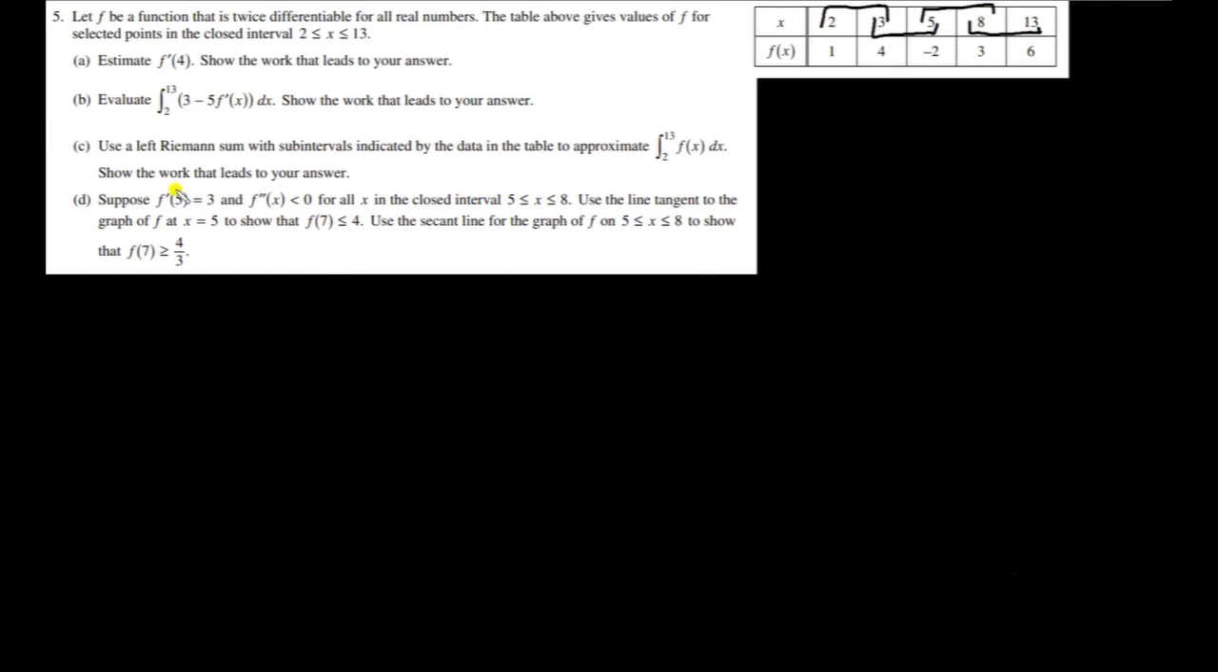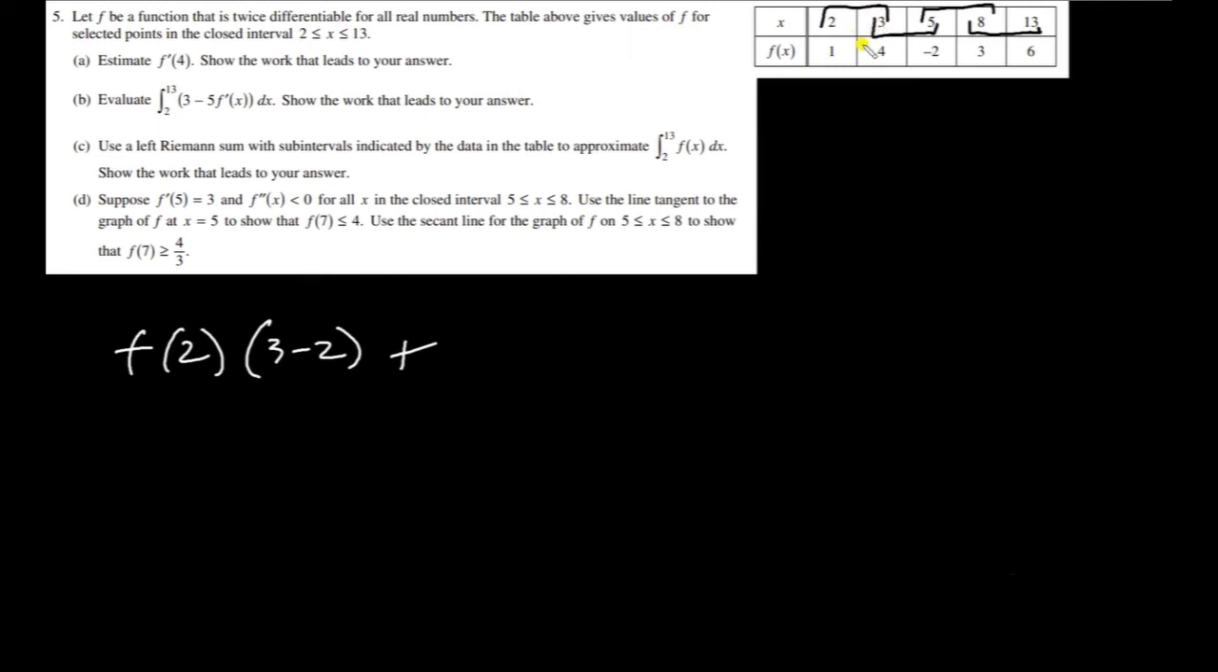And now, since they want a left Riemann sum, if we look at the first subinterval, that's between 2 and 3, right? Since it's the left Riemann sum, we're going to look at the left point, that's 2. We'll take f of 2, okay? And then we'll subtract these two. F of 2 times 3 minus 2. Okay? So that's the first subinterval, okay?